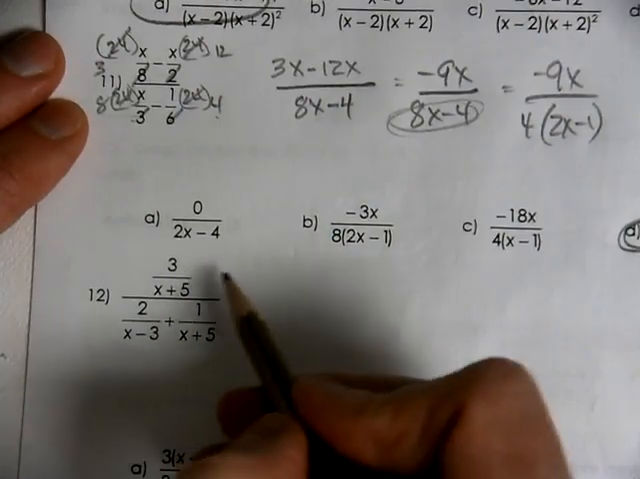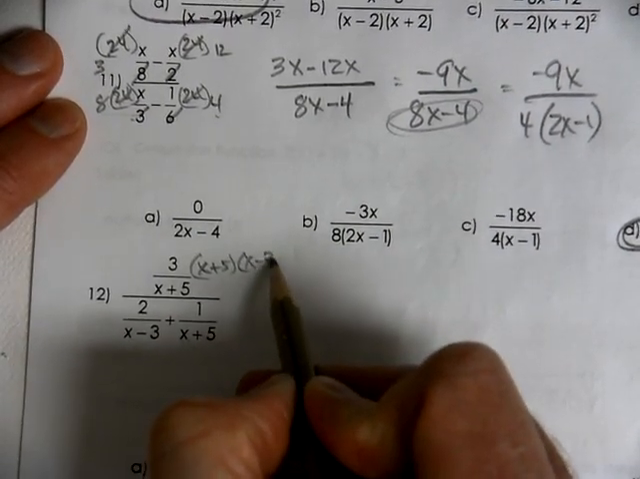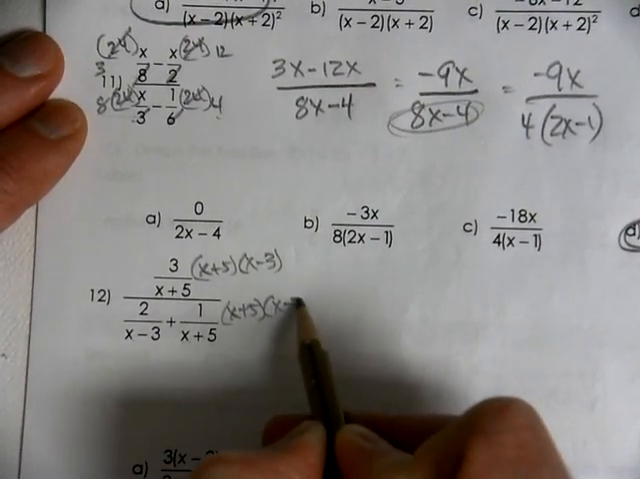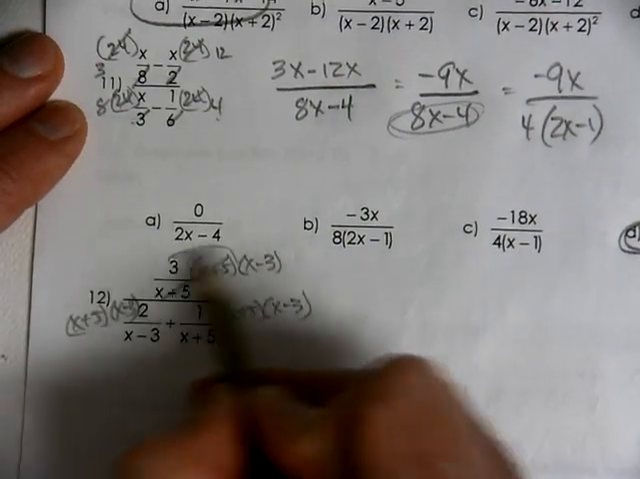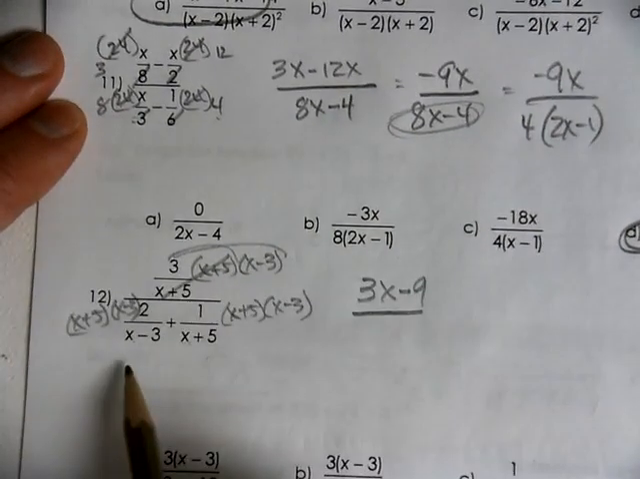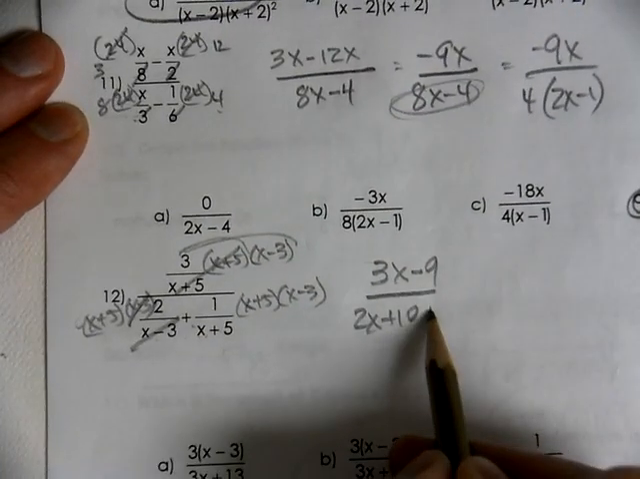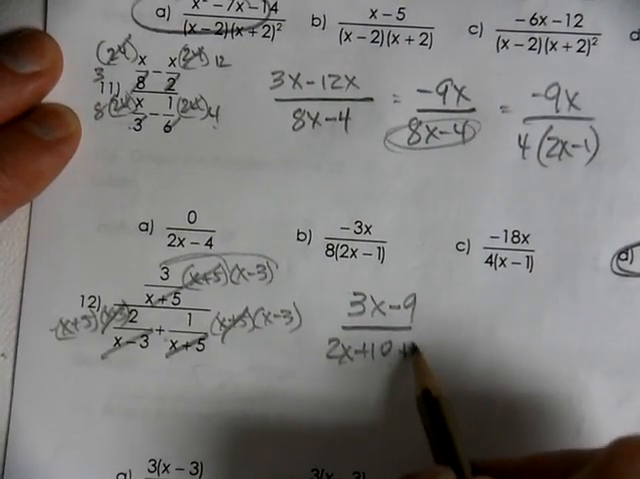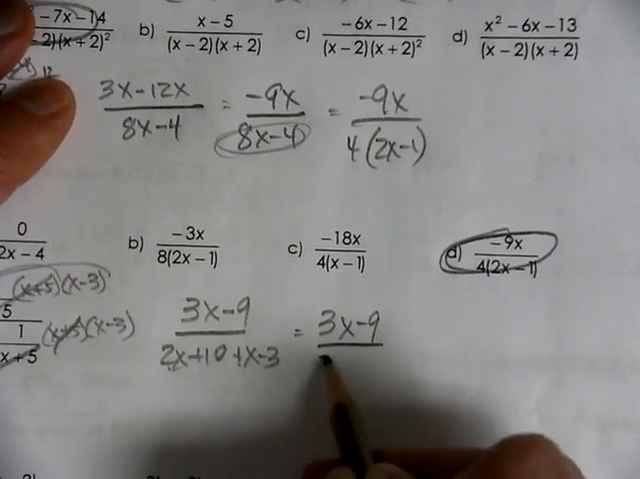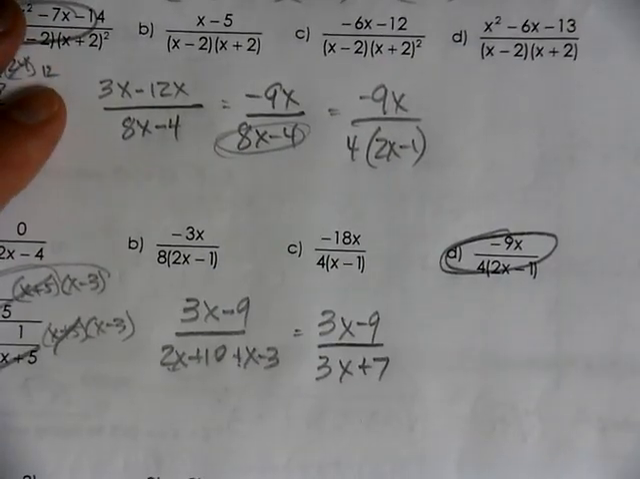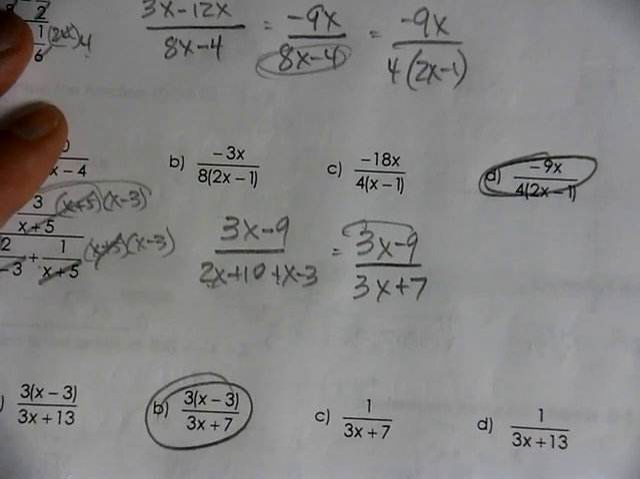So our least common multiple is going to be the x plus 5 and the x minus 3. So x plus 5, x minus 3, x plus 5, x minus 3, x plus 5, x minus 3. So the x plus 5's cross off, and I'm left with a 3x minus 9. The minus 3's cross off, and I'm left with a 2x plus 10. Plus x plus 5's cross off, and I'm left with an x minus 3. So that's 3x minus 9 over 3x plus 7. And it looks like we pulled the 3 out, and that would be letter B.